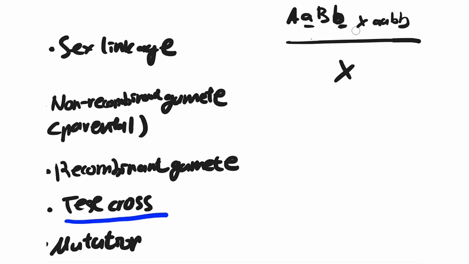Why we do a Testcross is, one way we use it is to check what genotype this individual is when it is unknown to us. It can also be used to check whether there's linkage in the first place, whether it is autosomal or sex linked, or whichever the case is.